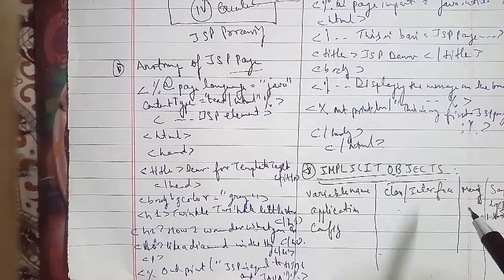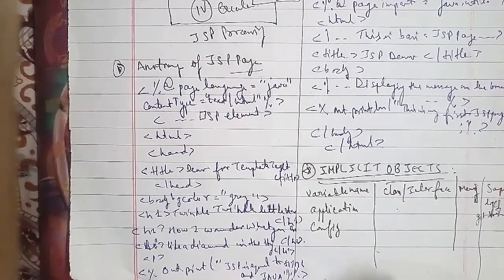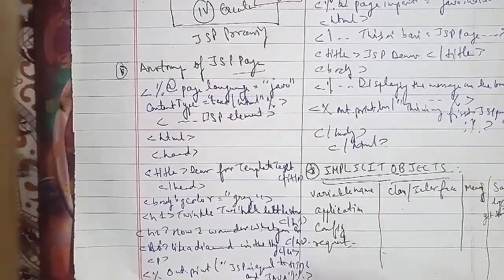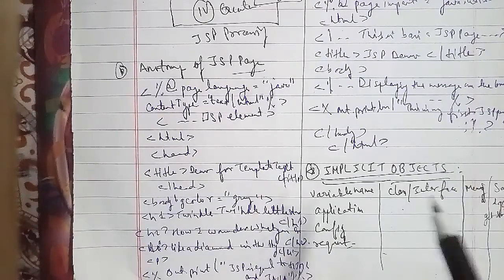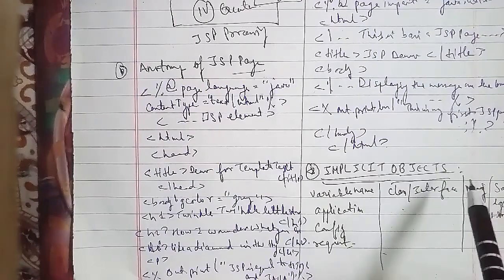In the request, the class and interface name is javax.servlet.http.HttpServletRequest. The meaning is that it provides methods for accessing the information made by the current request. The sample methods are getContentLength, getLocalAddr, and getServerName. These were the sample methods. Now after the request, we have the response.